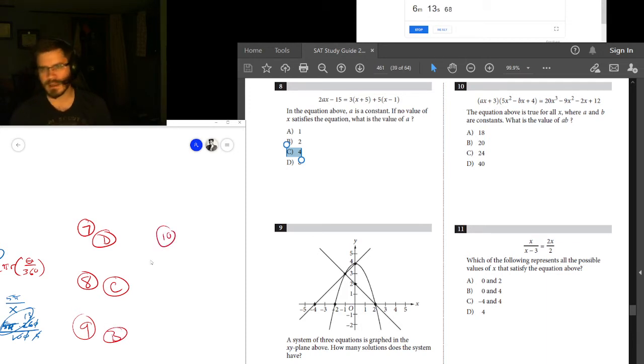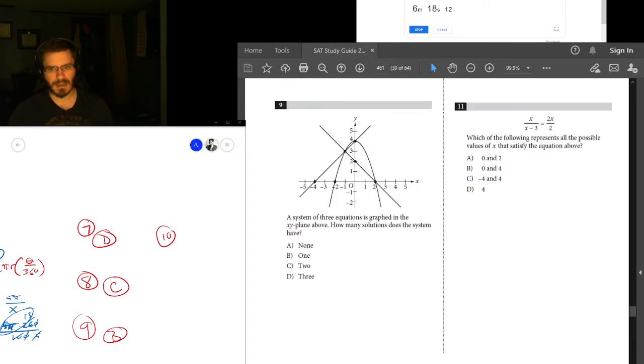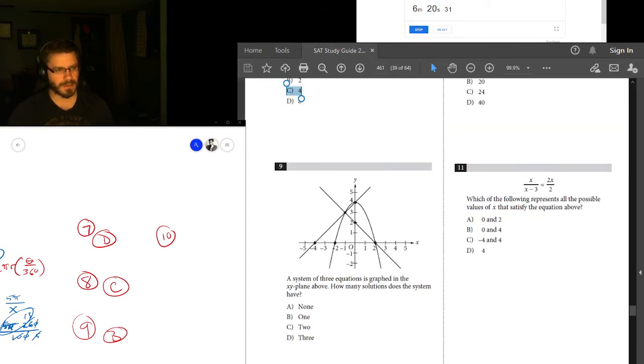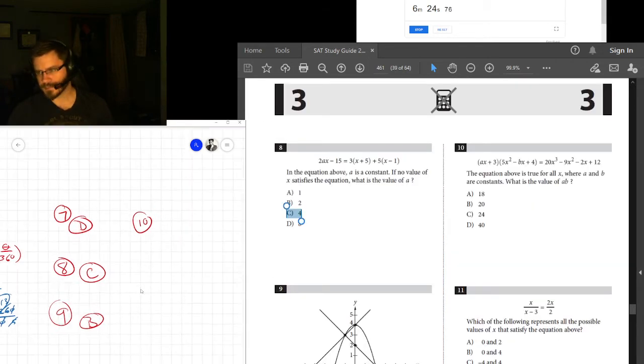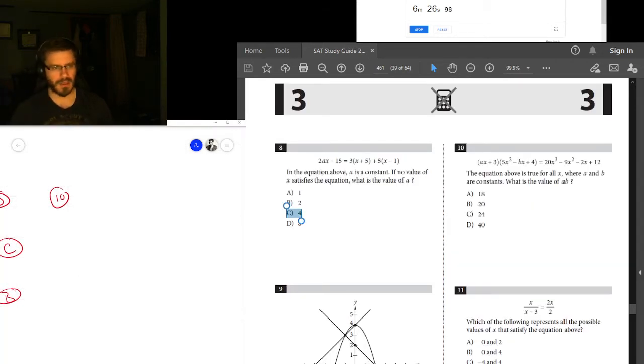Number 10, same kind of thing going on. I see you can't see the whole question there. There you go. Number 10, ax plus 3, all that big old mess. a and b are constants. What is the value of a times b? So this is similar to number 8. It doesn't matter that a and b are constants. That doesn't give us anything. It's true for all values of x. That means the coefficients are equal.